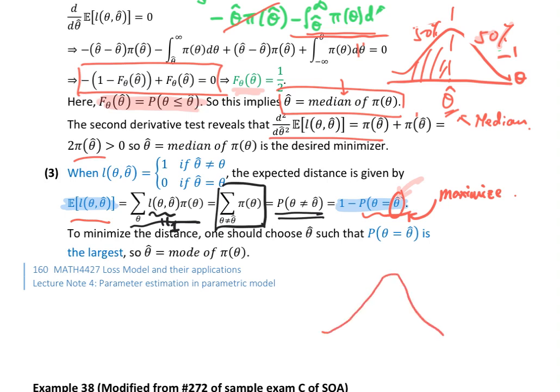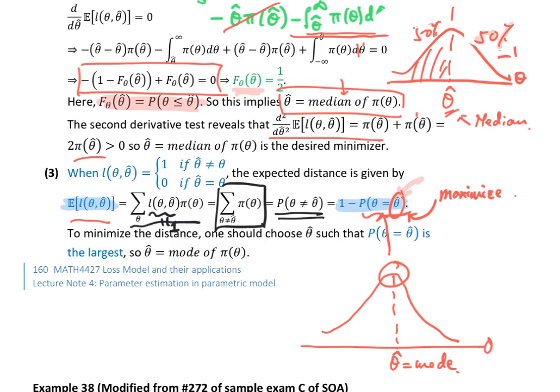Of course, if this is a distribution of theta, then your theta hat should be chosen at this point, such that you have the highest density. In other words, this will be equal to the mode. So this is the whole proof of Theorem 3, which summarizes the Bayes estimate for different choices of the loss function.